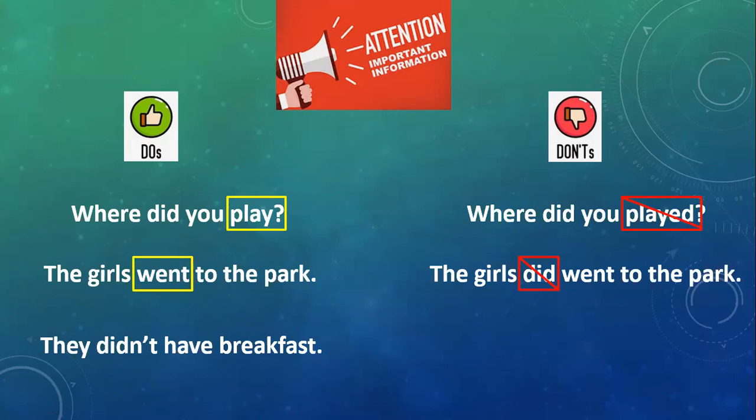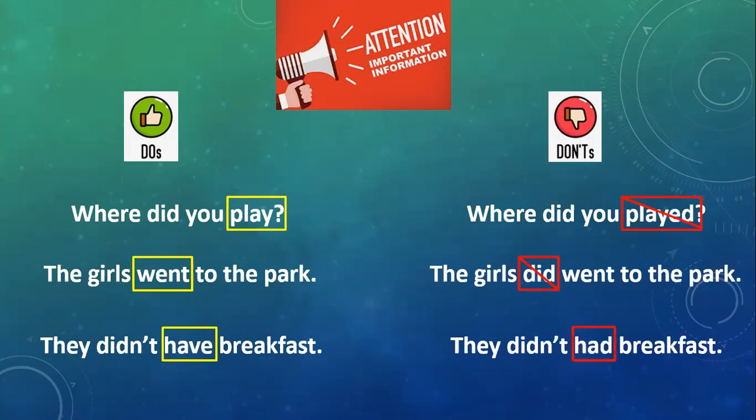Another do that we have: they didn't have breakfast. That's correct. The incorrect form would be "they didn't had breakfast." The correct thing is to put the verb in simple form: didn't have, didn't take, didn't eat, didn't play, didn't cook, didn't see. The incorrect thing to do is to put the verb in past. When you have a negative, don't put the verb in past. Didn't had, incorrect. Didn't ate, incorrect. Didn't played, incorrect. Didn't saw, incorrect. We put didn't with a verb in simple form.